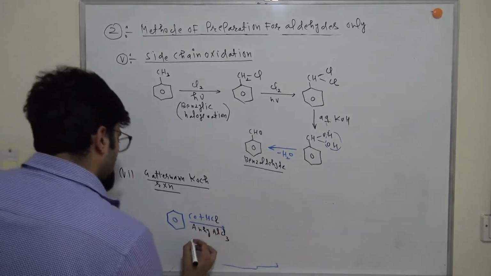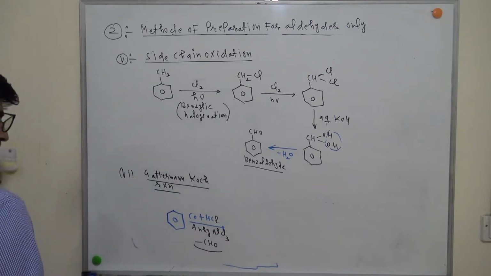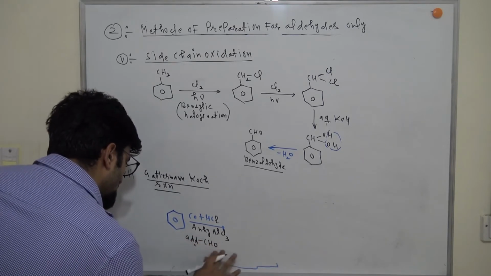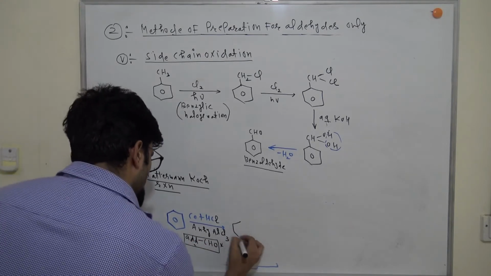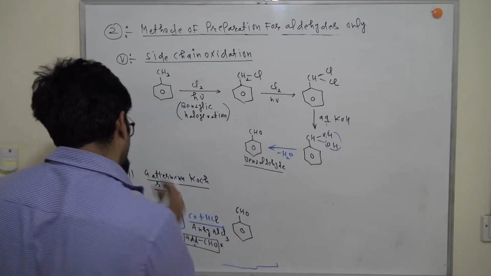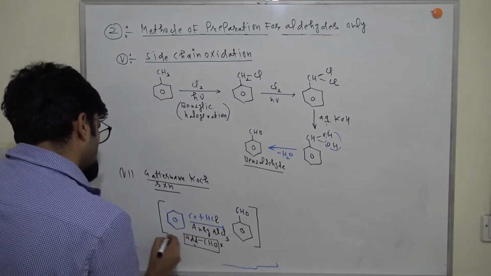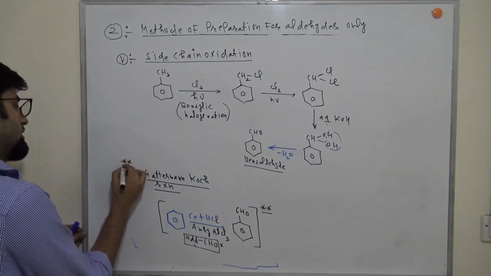So what we will get here, we will add CHO. Okay, so what we will get? Benzene, and on the benzene we will get one CHO group. So this is your benzaldehyde and this is your Gatterman-Koch reaction. This is also a name reaction, so it is also an important one.